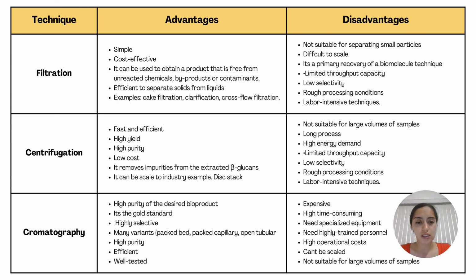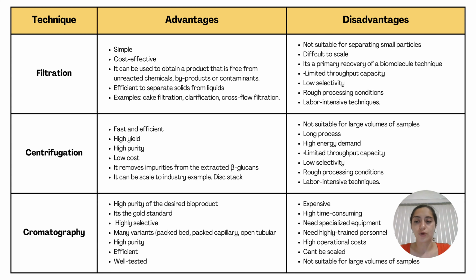purity, it's low cost, it removes impurities from the extracted beta-glucans, and it can be scaled to industry, for example, the disc stack. Some disadvantages are that it's not suitable for large volumes of samples, it's a long process, has a high energy demand, and also limited throughput capacity. It has low selectivity, harsh processing conditions, and labor-intensive techniques.